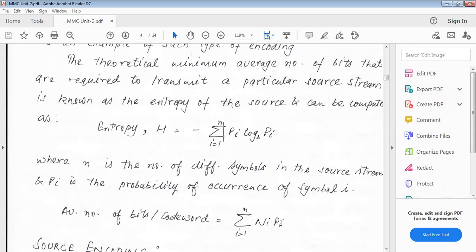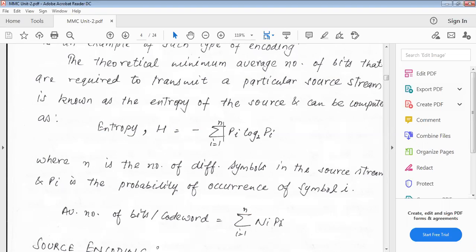Here n is the number of symbols, and p is the probability of occurrence of that particular symbol. The symbols may be some characters. Probability of occurrence means how many times it is repeating. For example, if a occurs 4 times, the probability of occurrence of a is 4. If b occurs 2 times, the probability of occurrence of b is 2. That is called the probability of occurrence.